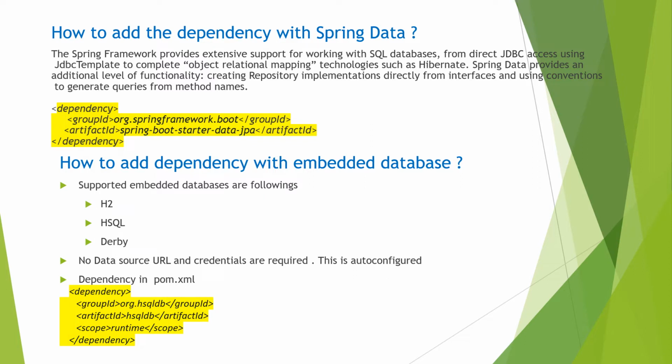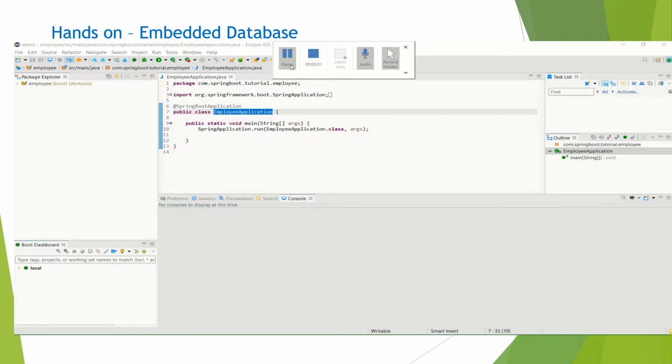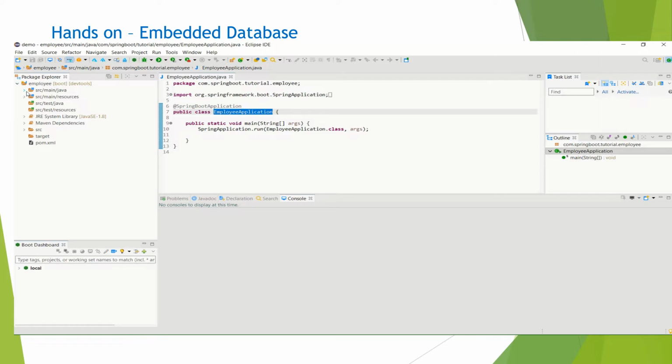So here is the example. If we think that we have to use HSQL DB as an embedded database, we need to simply add the corresponding dependency. We have to do one small hands-on now on embedded database integration with our Spring Boot application. This is one simple Spring Boot application. If we see our application, we have one controller.